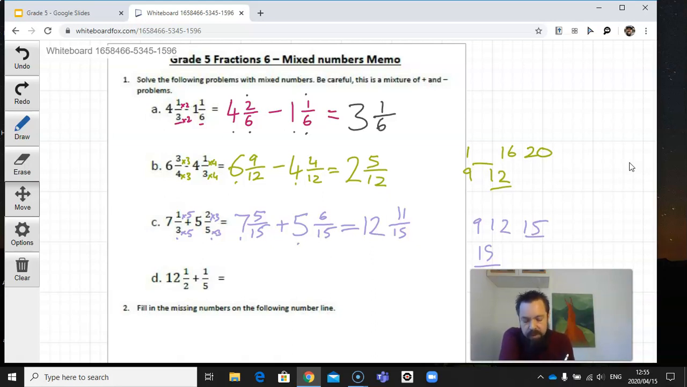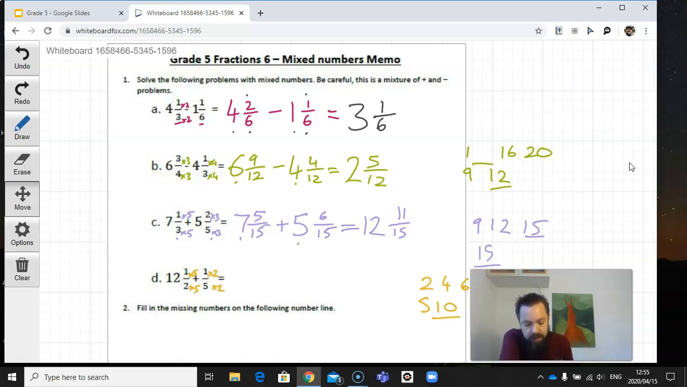Next one, 5 and 2. Again, I need to put them into the same denominator, so 2 times table. Found it. Needs to both be 10. Times by 5, times by 5, times by 2, times by 2.